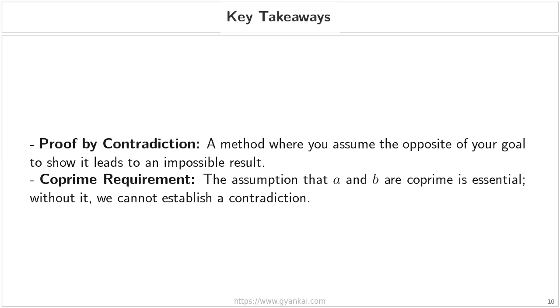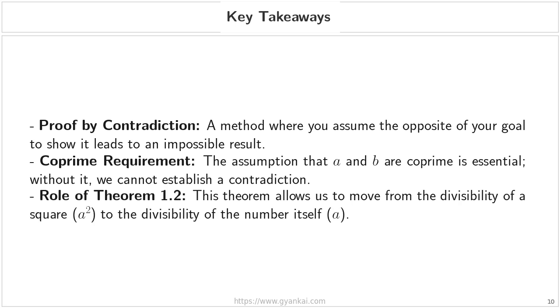Second, I want to emphasize the importance of the coprime requirement. You might have wondered why we specifically stated that a and b have no common factors. This is the most critical part of the setup. Without the requirement that a and b are coprime, finding out that they are both divisible by 2 wouldn't be a problem. It wouldn't be a contradiction. The contradiction only exists because we previously claimed they had no common factors.